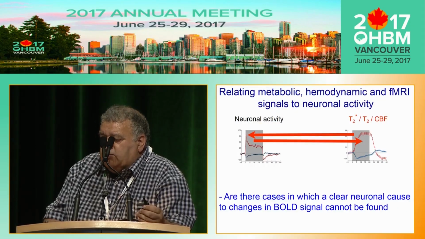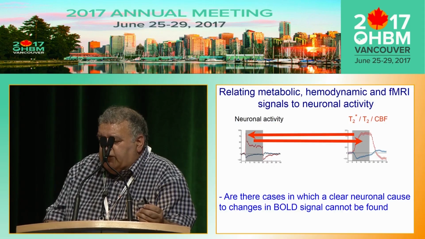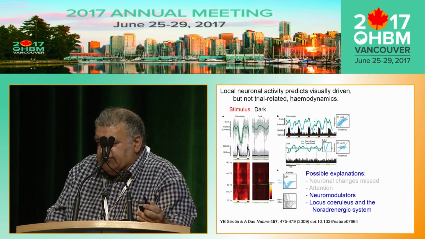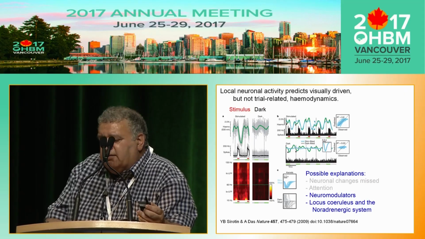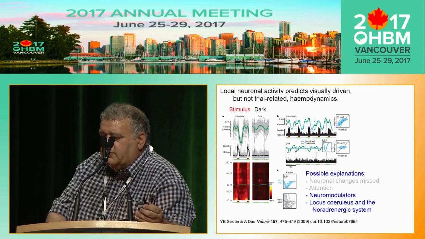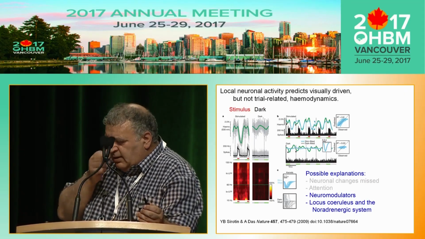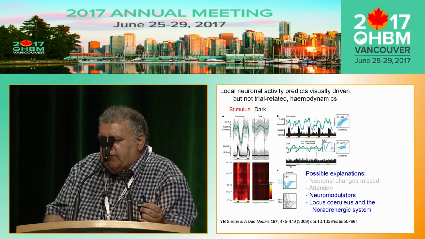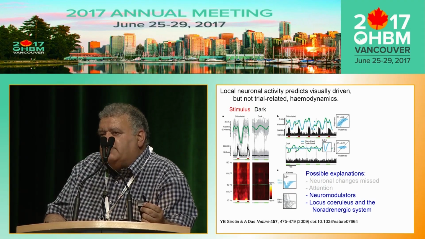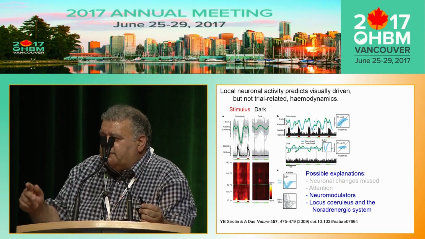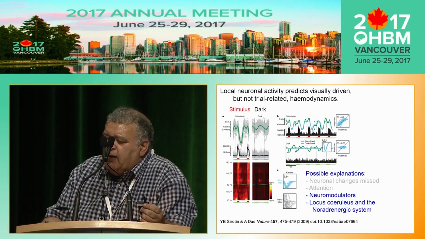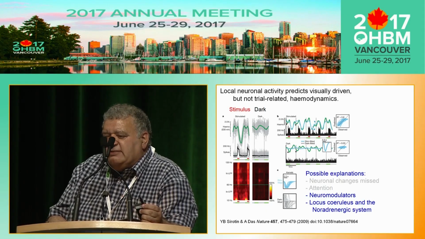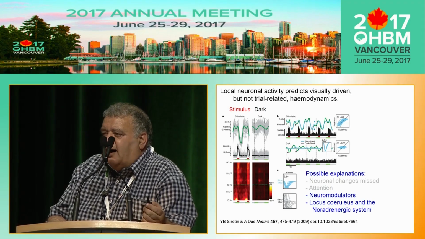So are there cases in which a clear neuronal cause to changes in BOLD signal cannot be found? Here is one example. There are not that many, but here is one example from the Das laboratory in the monkey. We can see to the left, where stimulus is written in red, responses of blood volume. They are inverted because that's optical imaging. We can see responses to visual stimuli, and on the right, we see weaker responses in the dark.